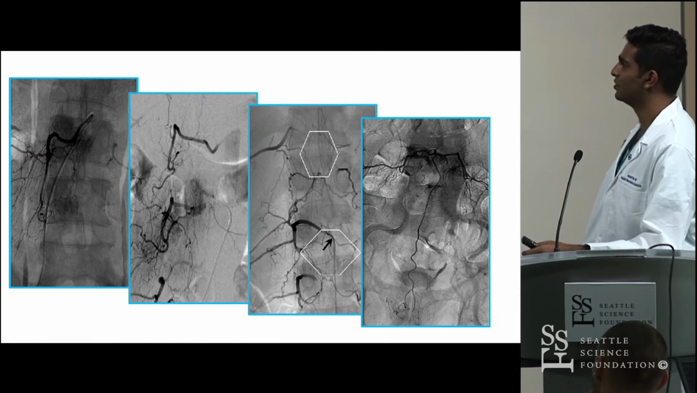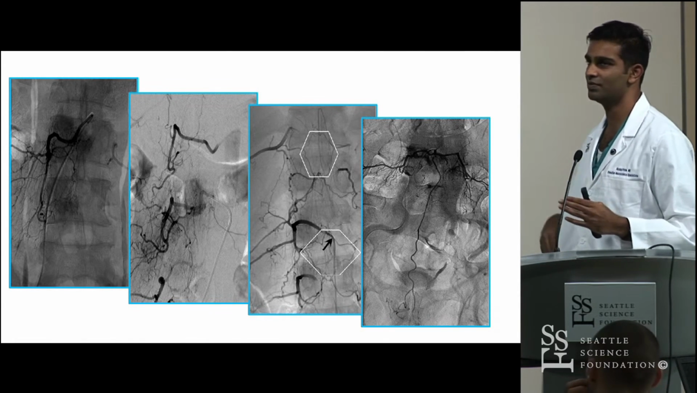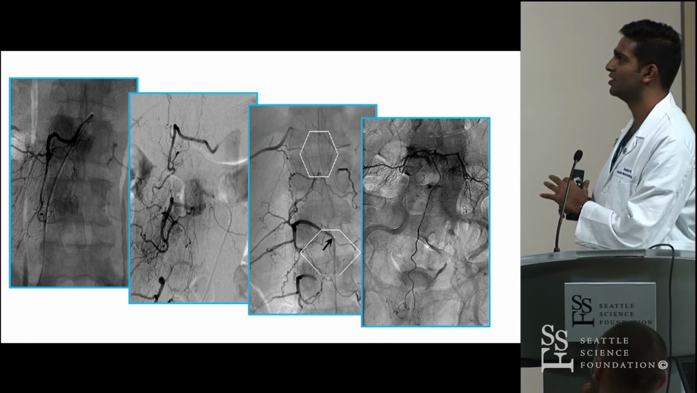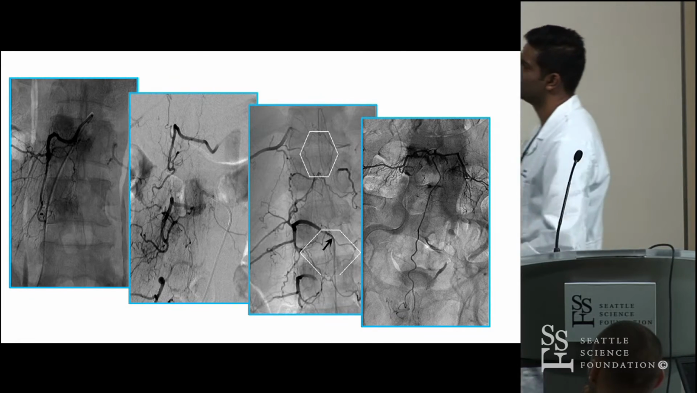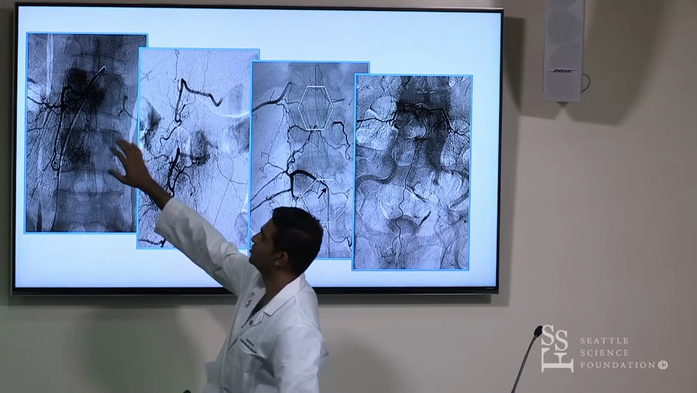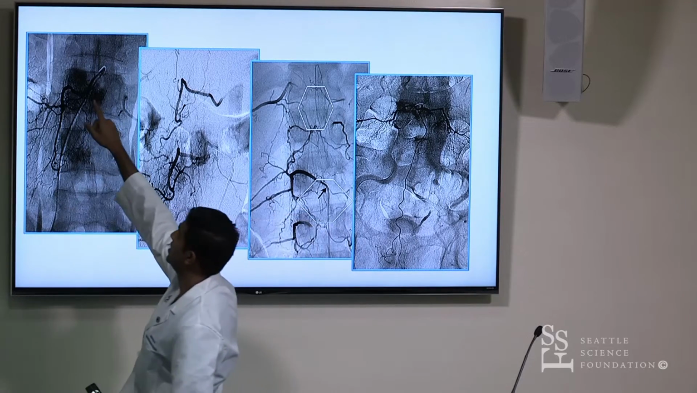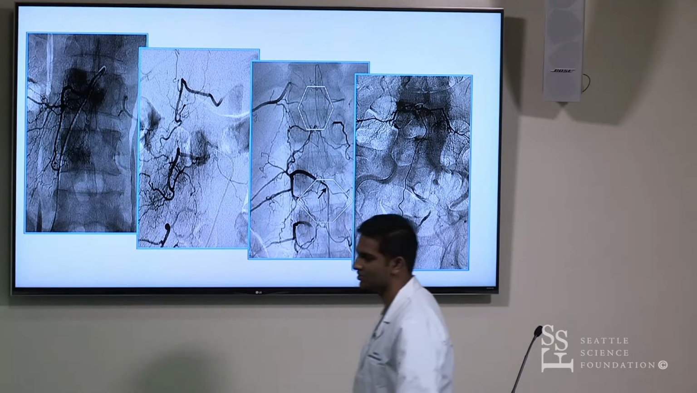I'm going to go through a few angiogram images. The first one, I'm going to start with the lumbar images. These are the vertebral bodies on the native images. There's a catheter here, and I've parked it into a segmental lumbar artery.